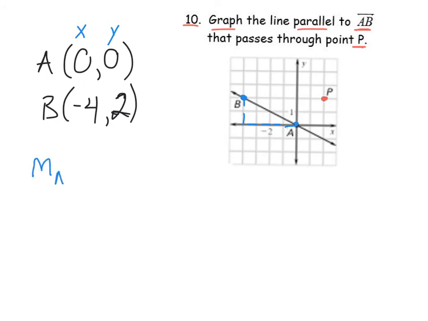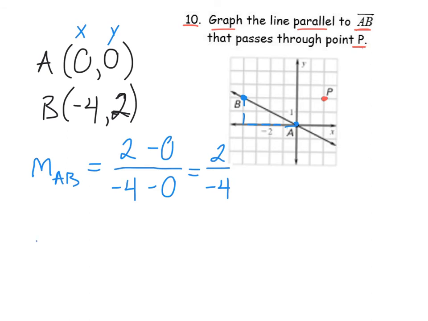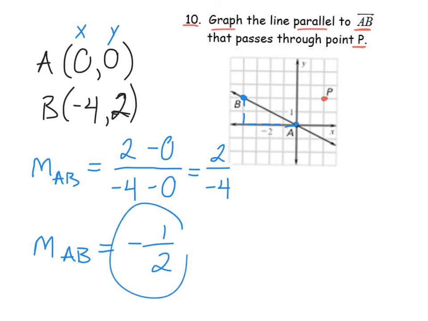So let's figure out what the slope of line AB is going to be. So it looks like we're going to have 2 minus 0, y2 minus y1, and x2 minus x1. Looks like I'm going to end up with 2 over negative 4, and my final slope for line AB is going to be negative 1 over 2. Okay, and I could also see that on the graph. It looks like we went down 2 and right 4. So that would also reduce down to negative 1 over 2.